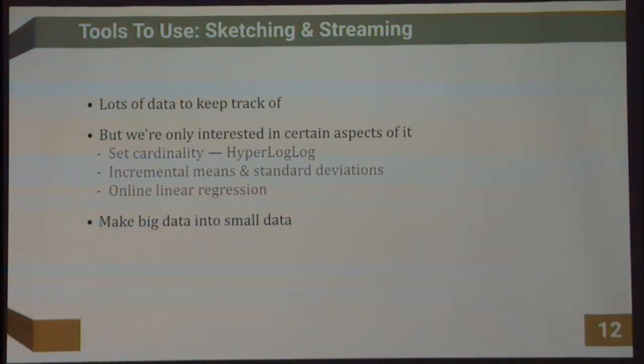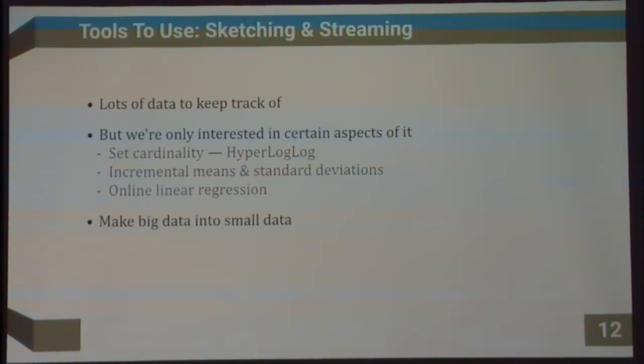The first one is called HyperLogLog. I don't know if any of you have heard of that. Raise your hands if you have. Any of you? Very good. Basically, if you're sitting on a set of things coming by, it tells you the cardinality of the set, the number of unique things you've seen, even if it doesn't remember what those things actually were. So it's a very useful thing to have around for some of the questions I'm asking here.